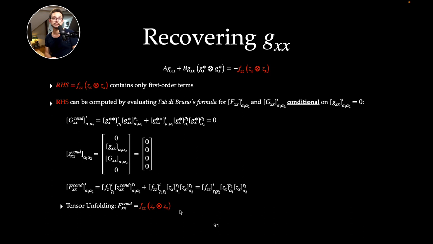And this is actually what our multidimensional tensor library is very efficient in doing. It first starts with fxx conditional to set up the right-hand side. Then it solves some generalized Sylvester equation to get gxx, or at higher orders gxxx, whatever. It's always a generalized Sylvester equation for only x. And once it has solved the generalized Sylvester equation, it then updates Faà di Bruno's formula to also include the additional summation term right there.